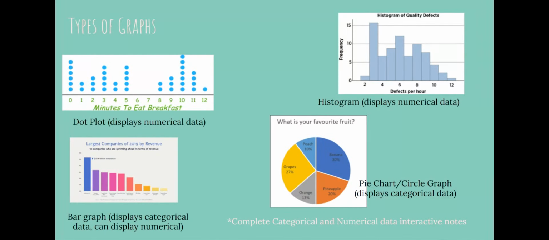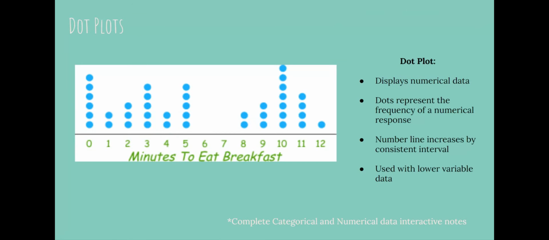Hi everybody, today we're going to be talking about four basic types of graphs. That's the dot plot, the bar graph, the pie chart, and the histogram. So the first graph we will be looking at is the dot plot. Dot plots display numerical data.